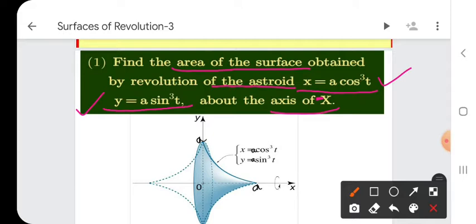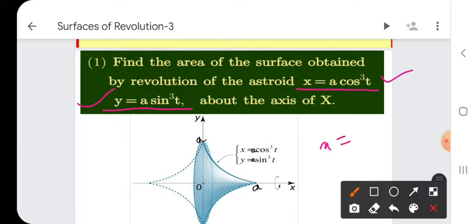Here, what curve do we have? Asteroid curve. What is the equation? x equals a cos cube t and y equals a sin cube t. That means the given equation is in which form? Polar or Cartesian or parametric.